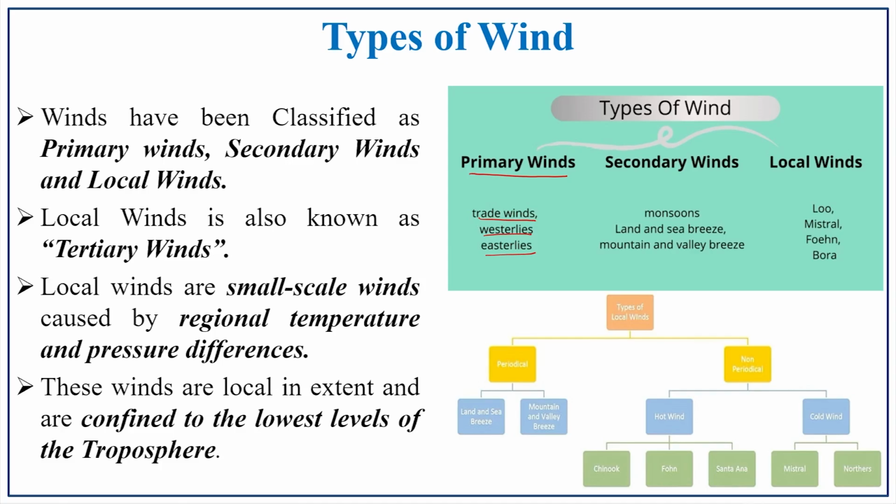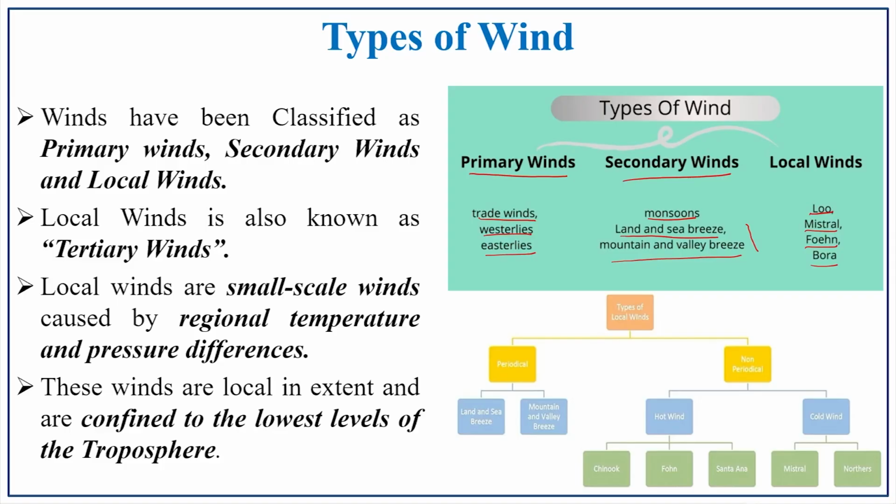The secondary winds comprise monsoons, which we will be discussing in an elaborate way in the upcoming sessions, and then land and sea breeze, mountain and valley breeze. This land and sea breeze and mountain and valley breeze we have discussed in earlier lectures. Somehow or other these have been interconnected with all the atmospheric and earth processes. And the next one is local winds. The local winds are also known as tertiary winds.